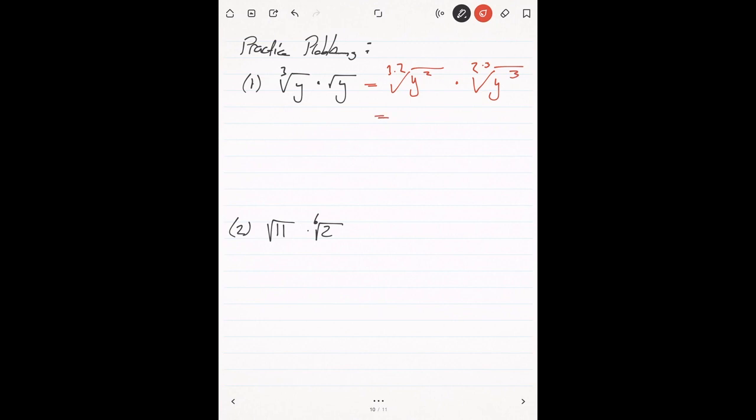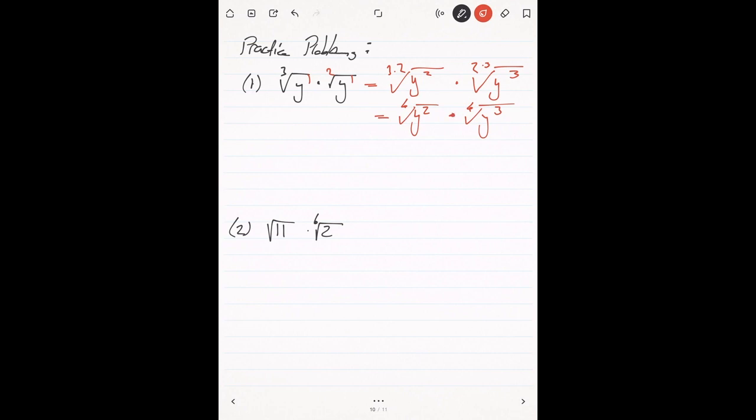So we end up with the sixth root of y squared and the sixth root of y cubed. And again, you can check to make sure that these are in the same proportion. This was a 1 to 3. That 2 to 6 is the same as 1 to 3. This was in a 1 to 2 ratio. This is in a 3 to 6 ratio. Yeah, that's 1 to 2. So it works. They're still in the same proportions.